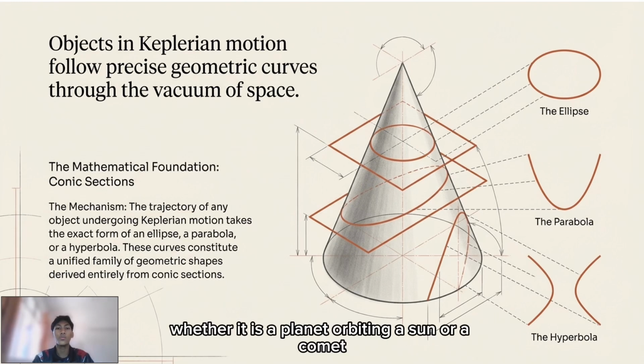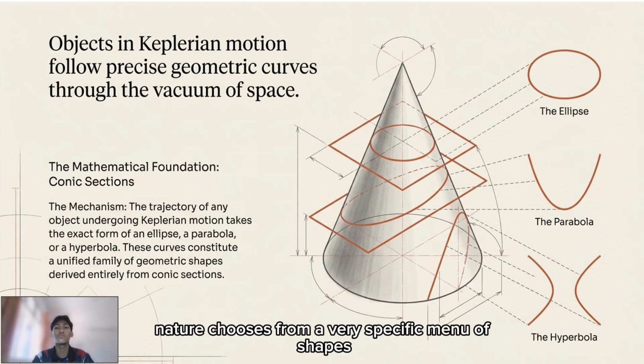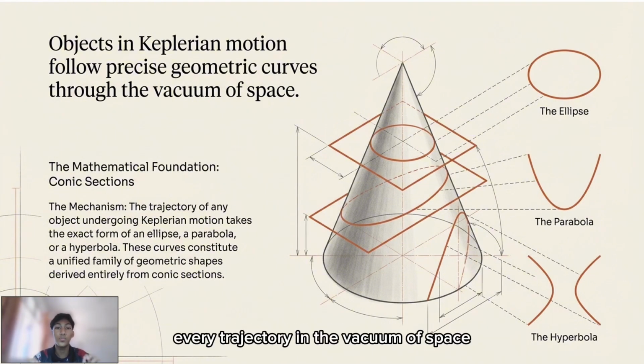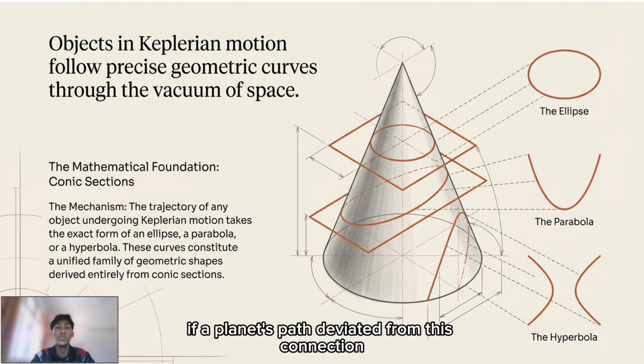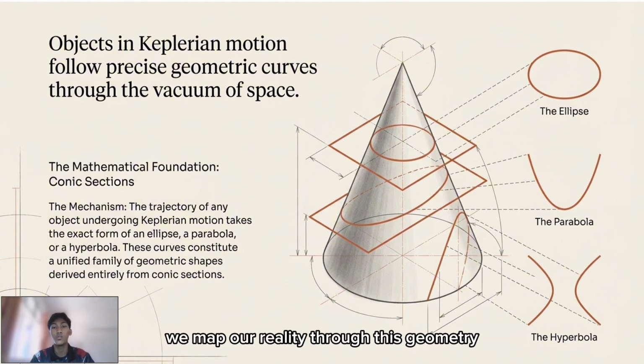Whether it is a planet orbiting a sun, or a comet swinging by for a once-in-a-lifetime visit, or a moon circling a planet, nature chooses from a very specific menu of shapes. Every trajectory in the vacuum of space takes the form of an ellipse, a parabola, or a hyperbola. They aren't just rounded shapes, they are exact geometric families. If a planet's path deviated from this conic section by even a fraction, our solar system would fall into chaos. We map our reality through this geometry.